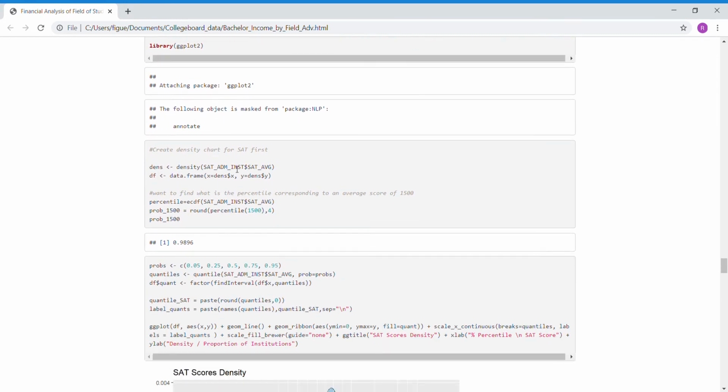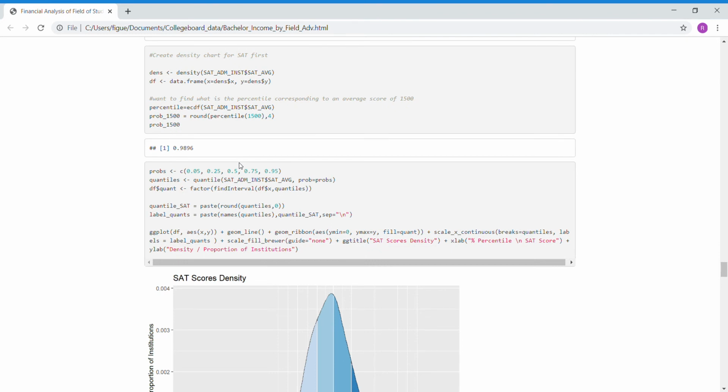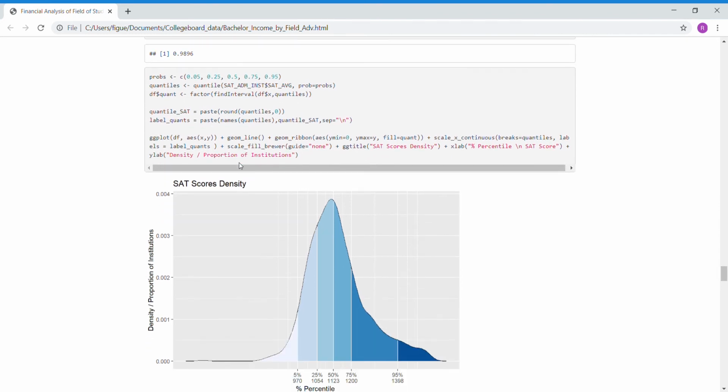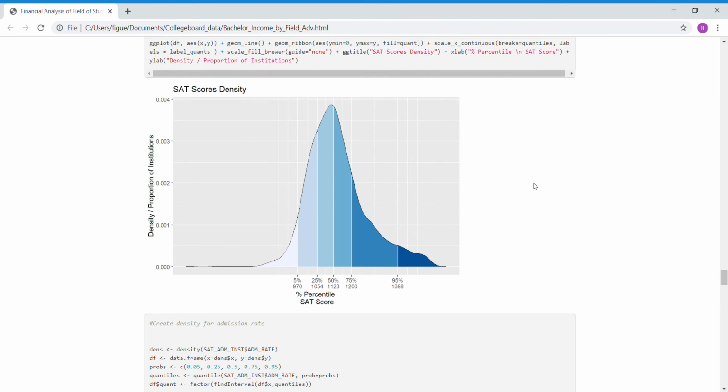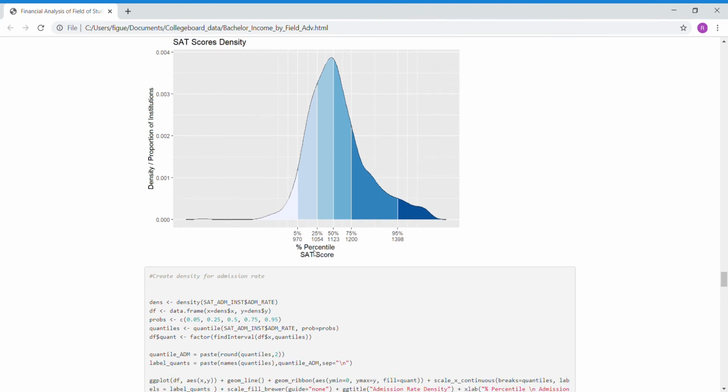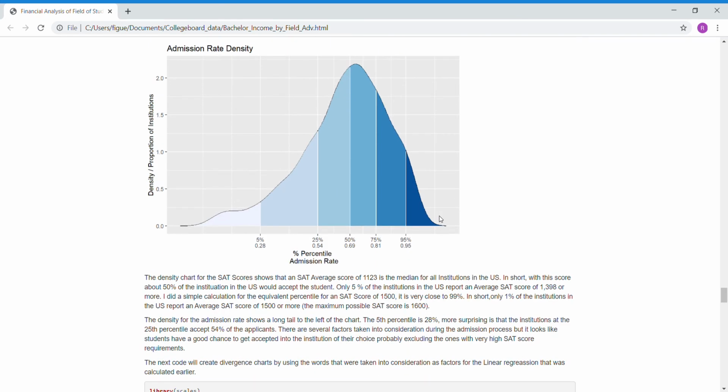Now, what I decided to do is also create some density functions for the SAT scores and also for the admission rate. For the SAT scores, you can see here the distribution is pretty much the median is 1,123. So pretty much the median of institutions are going to require more or less that score in order to admit a student. The 95th percentile is around 1400, and if you are wondering what is the 1500 mark, that's the 99th percentile. Something similar for the admission rate.